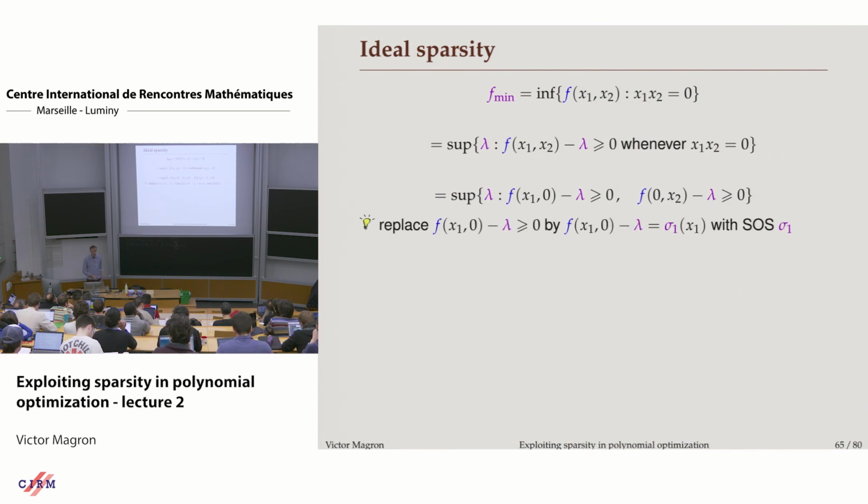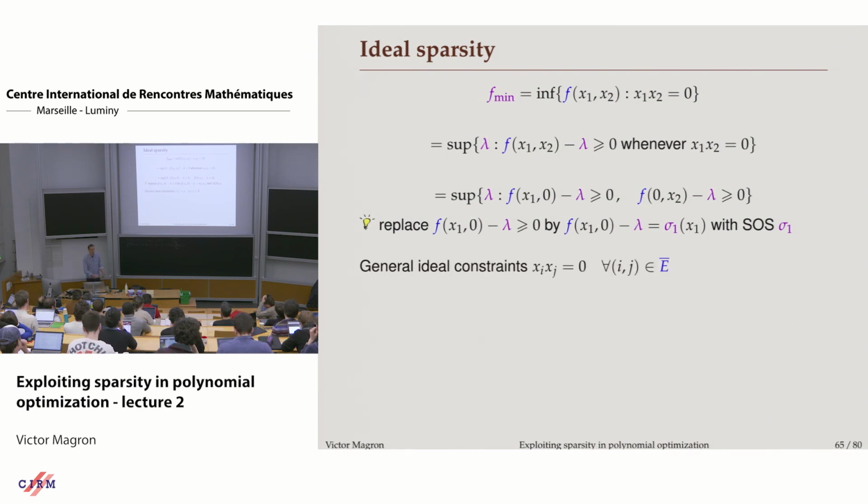And so this is what you do here, but here this SOS condition only involves one variable. Okay? And so this is the general idea. If this set of constraints is not too bad, so if it doesn't blow up, then you will replace a lot of non-negativity conditions by SOS conditions, but in dimension n-1.